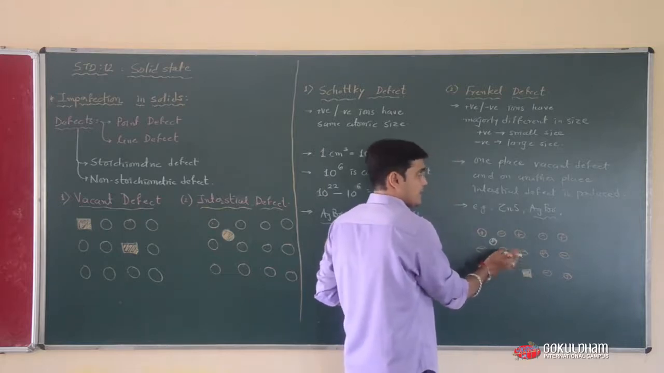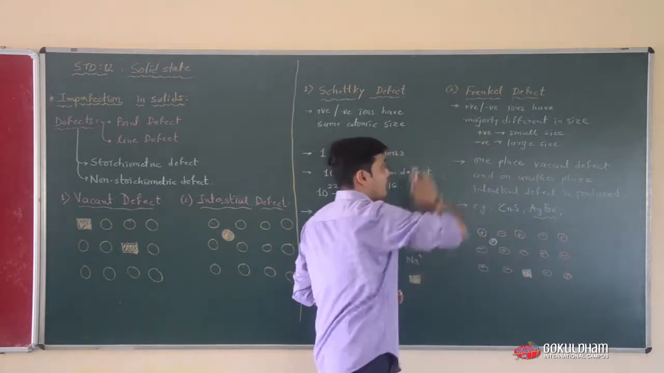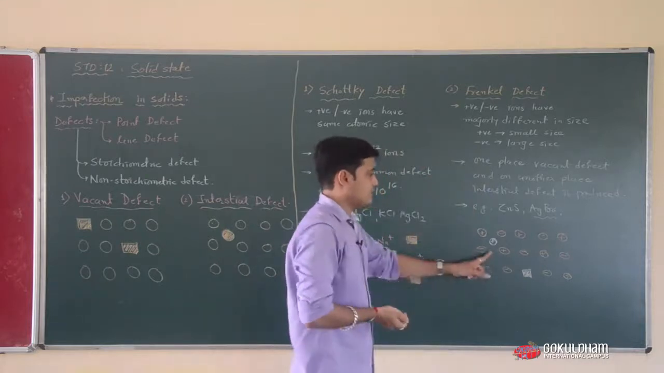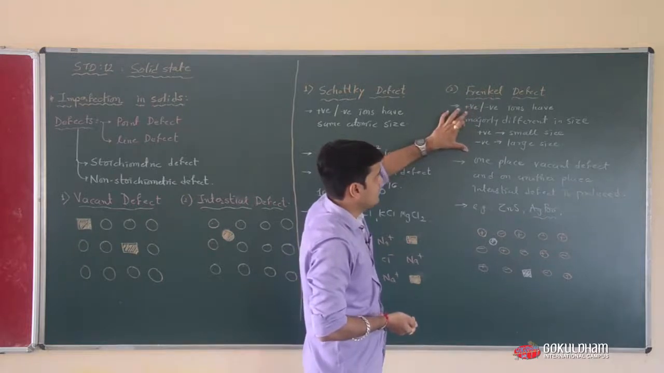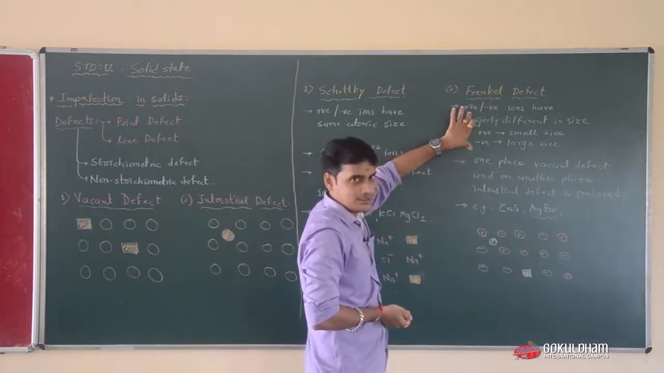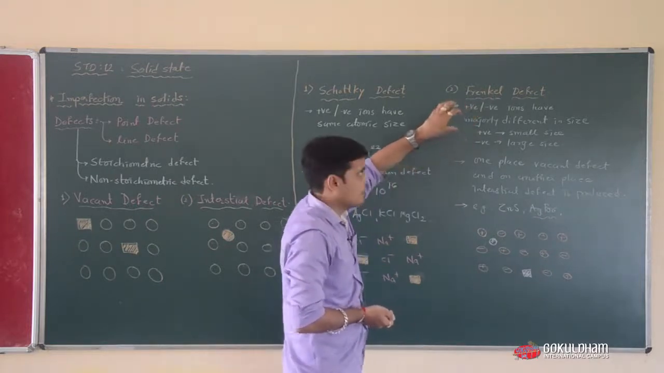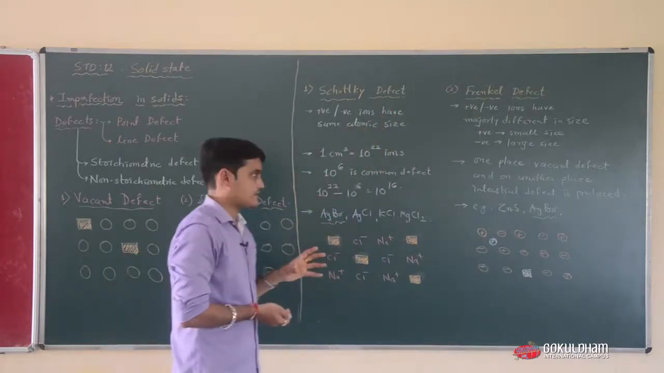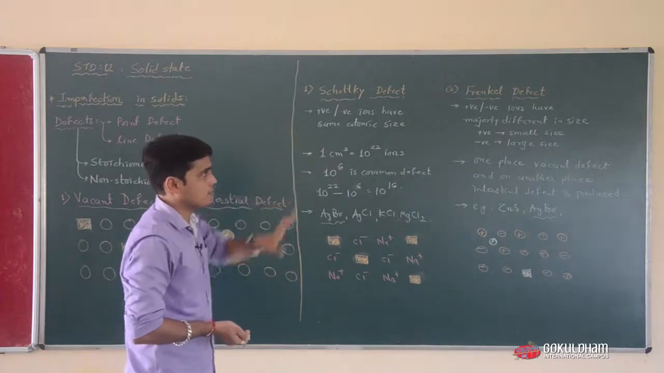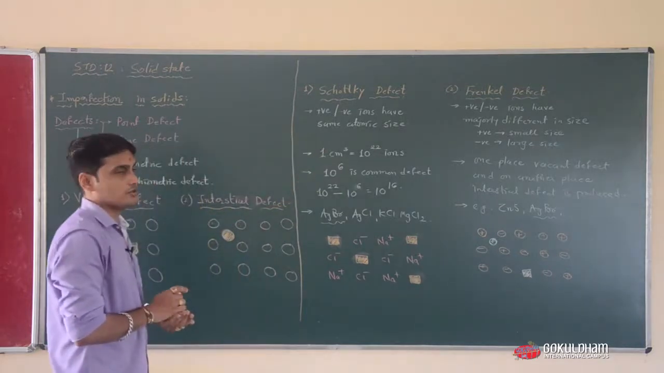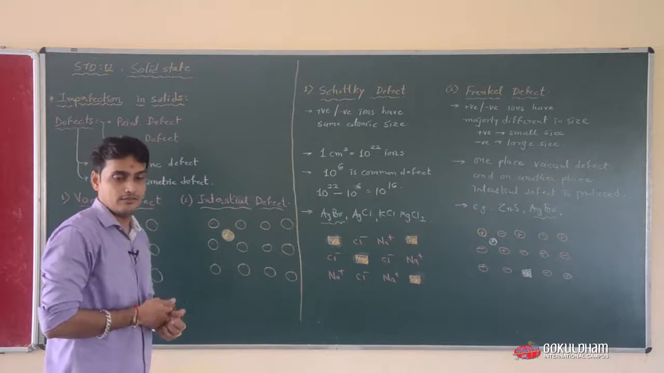Both defects are combinedly seen in a Frenkel defect. This is seen where the positive and negative ions have majorly different atomic sizes, and this is the Schottky defect. These both defects are known as stoichiometric defects.